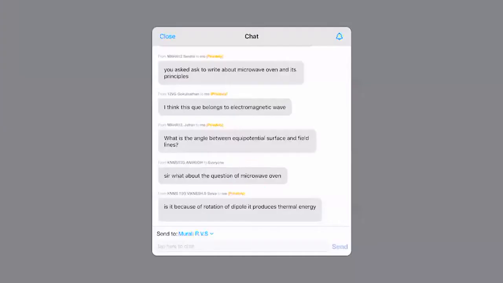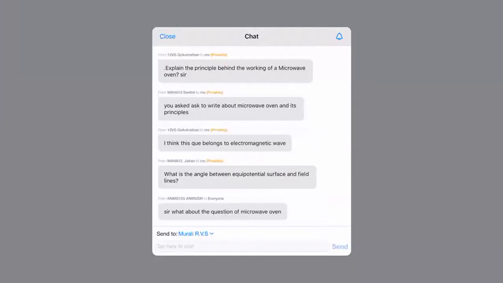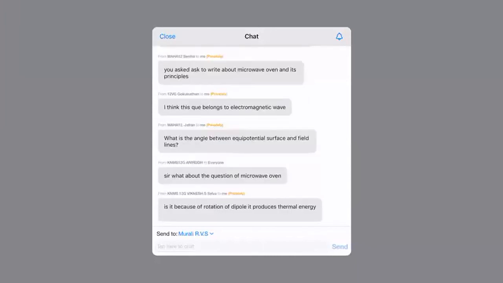This question belongs to this chapter only. I have explained that in the class. I didn't ask you to write about microwave. I asked you what is the principle behind the microwave. This is what I just now explained. I had explained this in the class, so again and again I told you, read your notes more than enough. What is the angle between equipotential surface and field lines? 90 degrees. Again, I just explained a few minutes back.